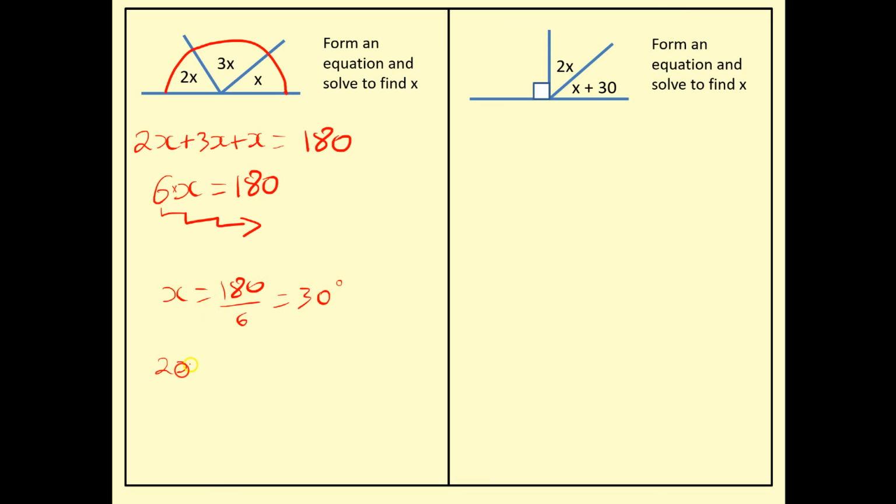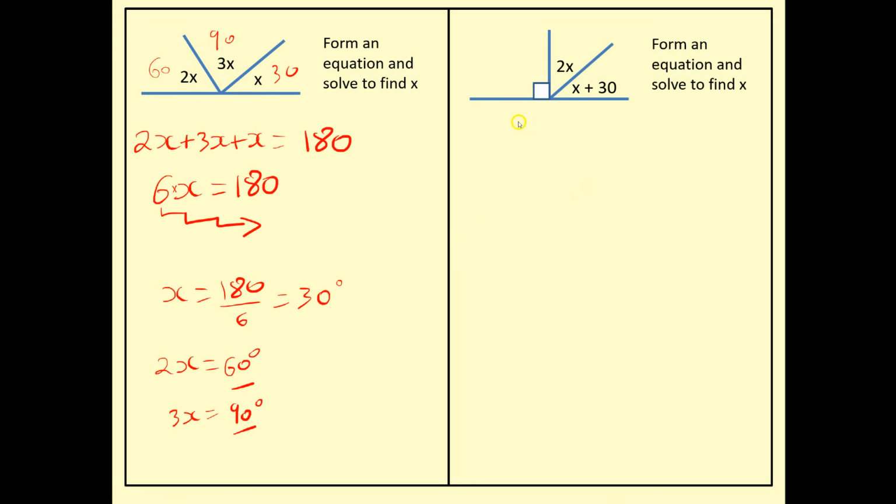So that means that 2x equals 60 degrees, and 3x is going to be 90 degrees. And I can check. These will add up to 180. 2x is 30, 3x 90, x 30, and indeed, oh, that's a mistake, sorry, 2x should be 60 degrees, and then we can see, obviously, they add up to 180, 60 plus 90 plus 30. Sorry about that.